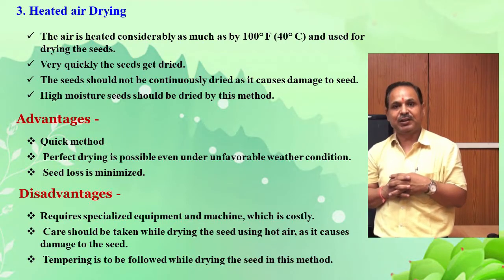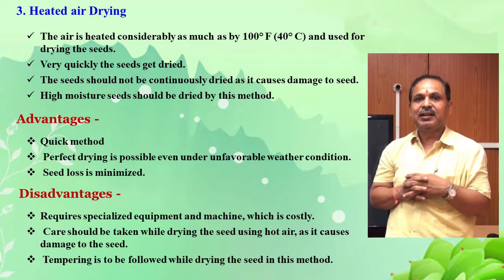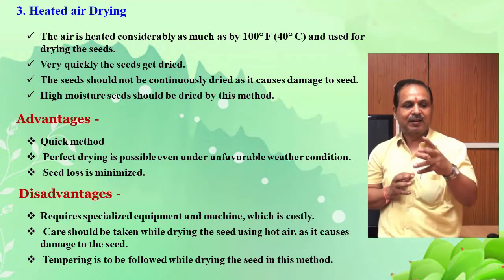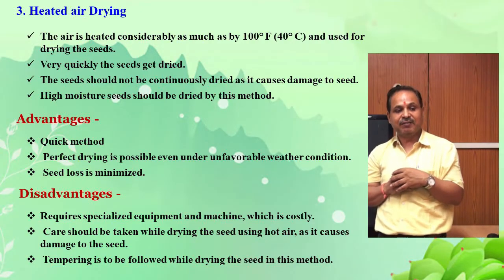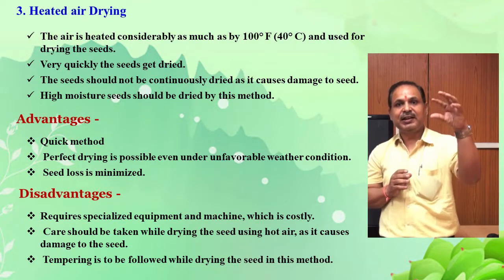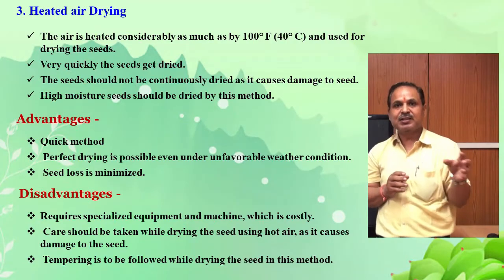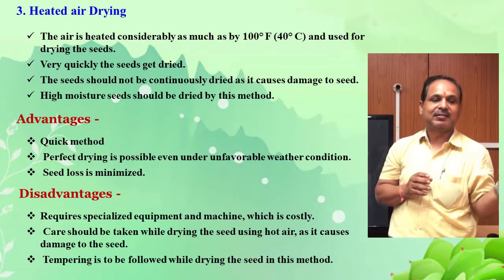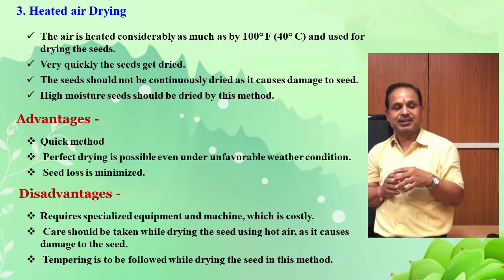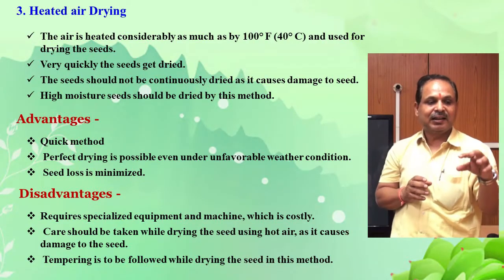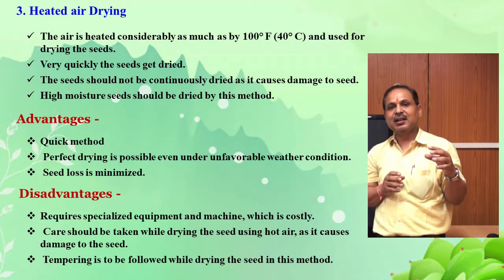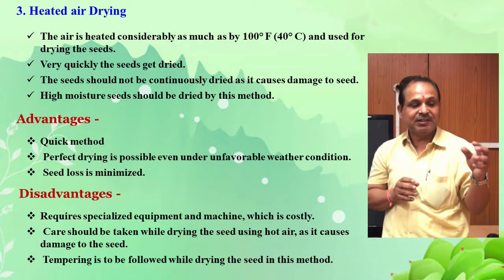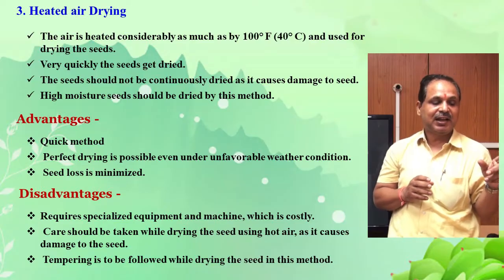It is very quick. We can dry the seeds even in a fixed time. Perfect drying is possible even under unfavorable weather conditions. If there is cloudy weather, it doesn't affect the seed drying activities. We can dry the seeds in cloudy weather also. Seed loss is minimized, because all those things are artificially controlled.